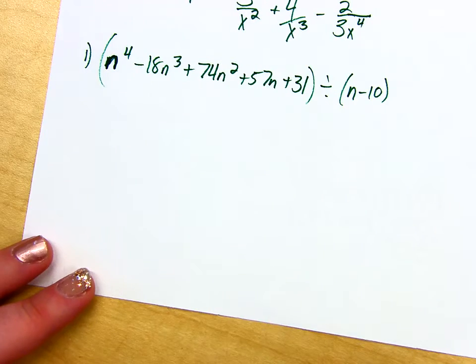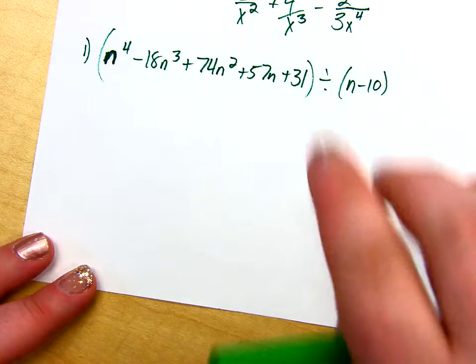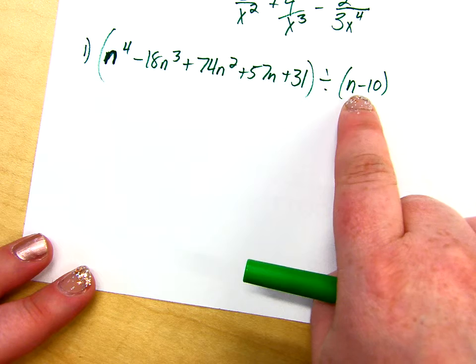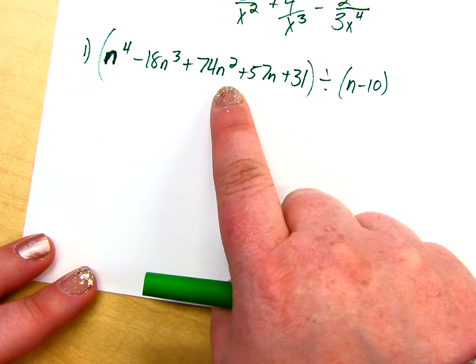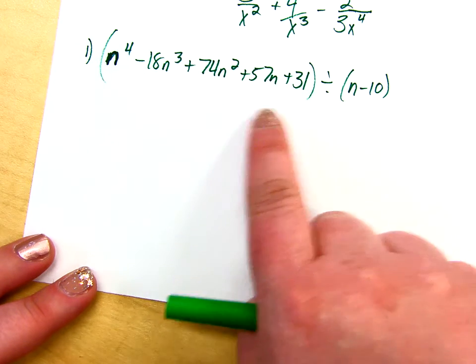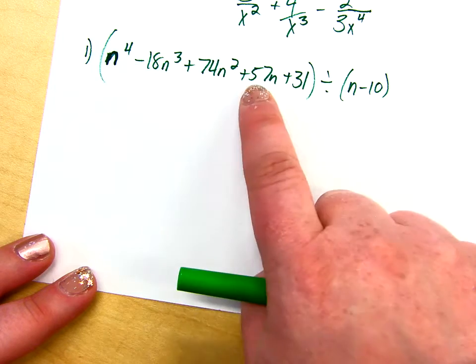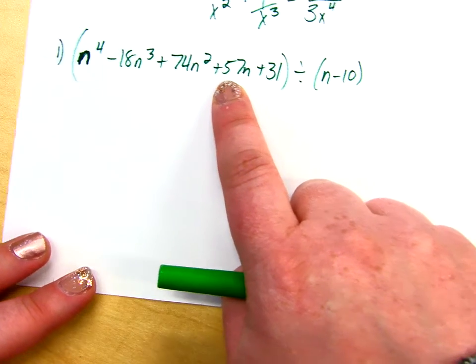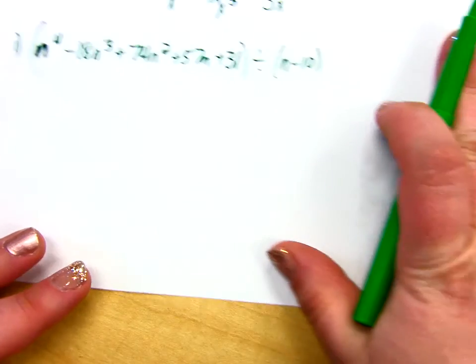All right, so today we are talking about dividing a binomial into a polynomial. So we've already done monomials but now I have a binomial here and I want to divide it into this polynomial. So one thing we can do is long division.